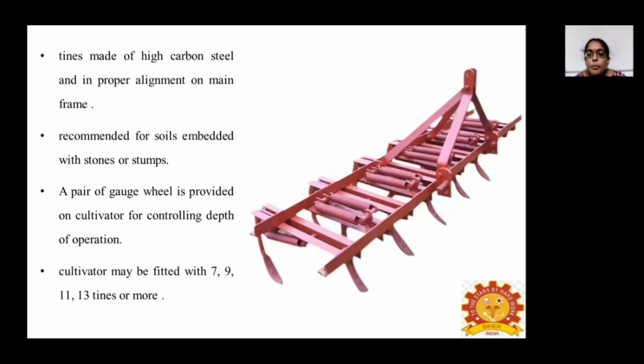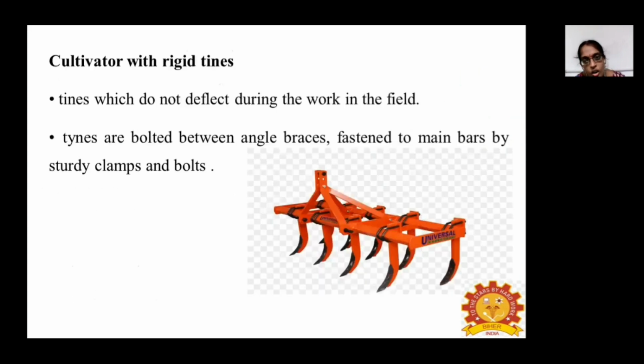It consists of a pair of gauge wheels provided in order to control the depth of operation. This is recommended for soil embedded with stones and stumps. These tines are made of hard carbon steel and attached in proper alignment on the main frame. The cultivator comes with 7, 9, 11, 13 or more tines.